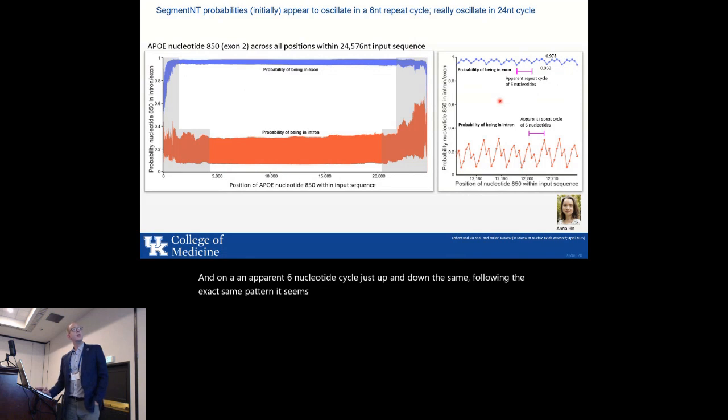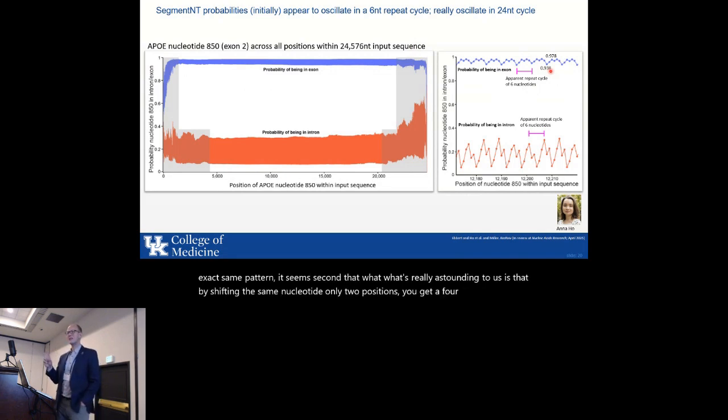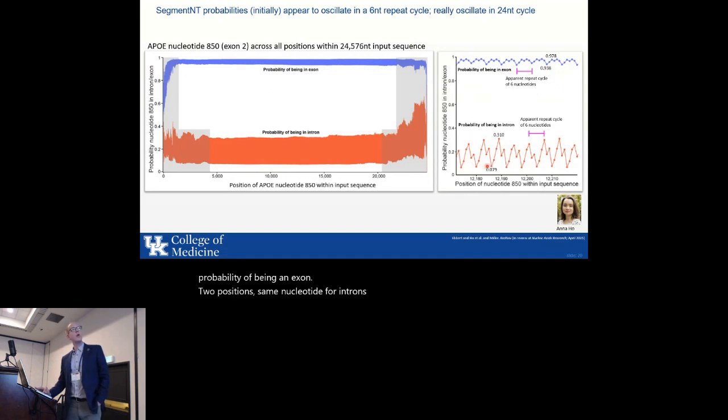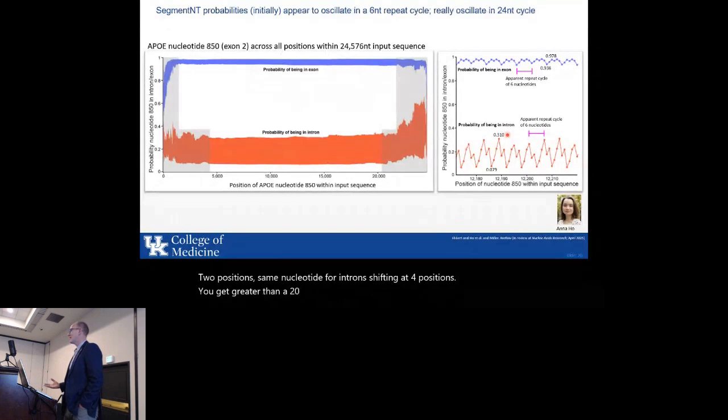Second, what's really astounding to us is that by shifting the same nucleotide only 2 positions, you get a 4% difference in its probability of being an exon. 2 positions, same nucleotide. For introns, shifting it 4 positions, you get greater than a 20% difference in its probability. So it's really bouncing, right?